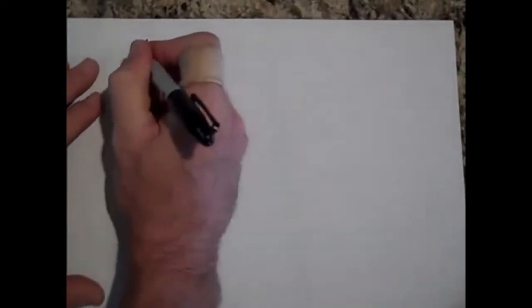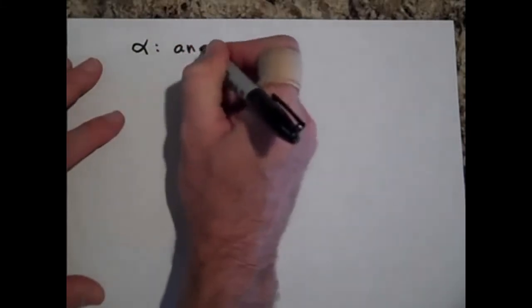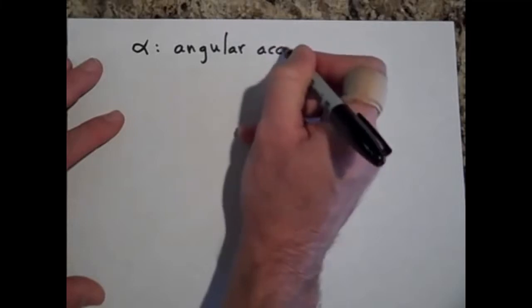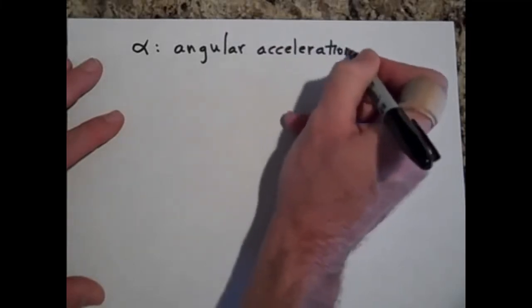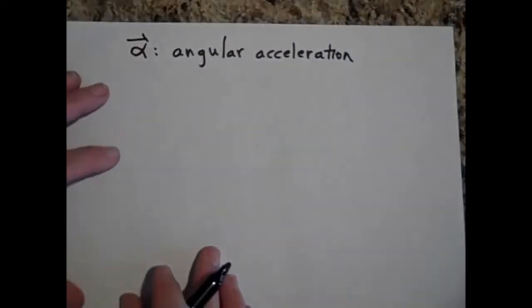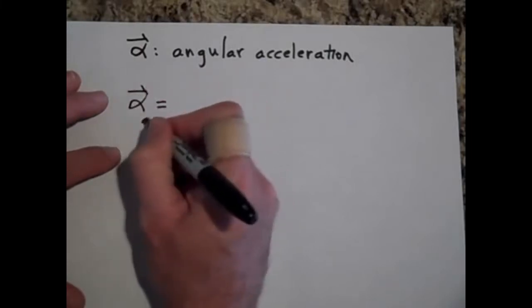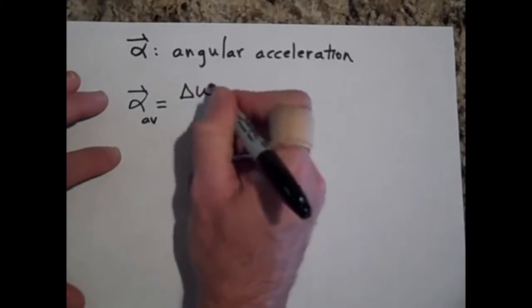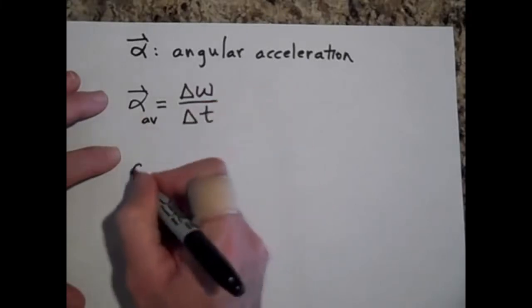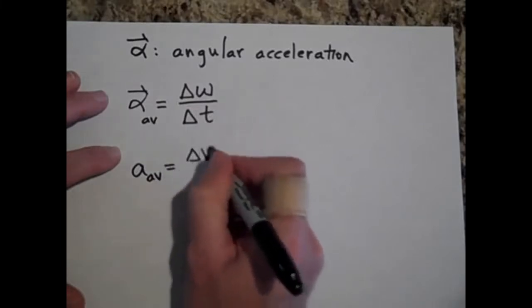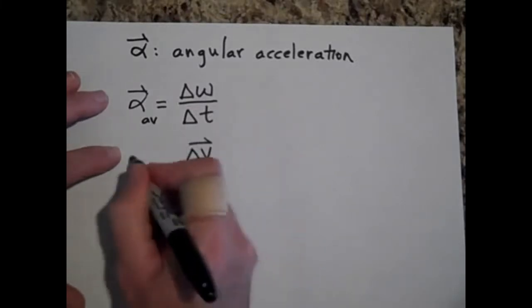Now, what's nice about this is that everything you've already learned about acceleration is contained in angular acceleration, except we can't use an a for angular acceleration. We use an alpha. So alpha is going to be angular acceleration. It is a vector quantity. I'll tell you about its vector nature in another video. The average angular acceleration is delta omega over delta t, just like a average was delta v over delta t. Let me get all these vectors in here.